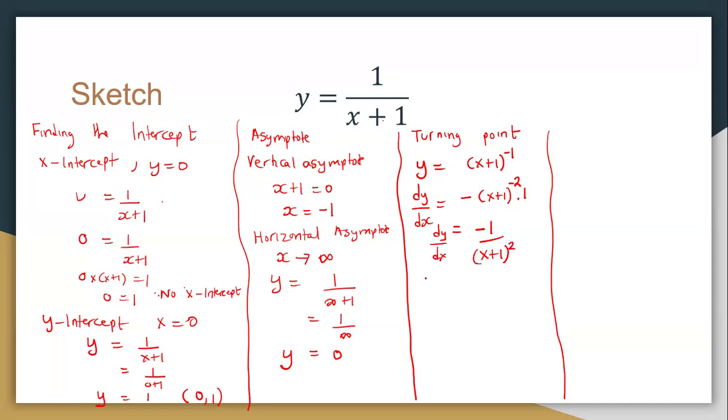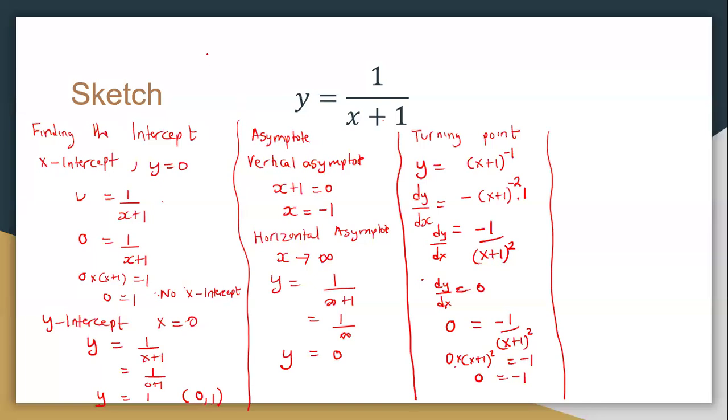And we say to get the turning points, at turning points, we know that our dy dx is equal to 0. So where we have our dy dx, we equate to 0. So 0 will equal negative 1 out of x plus 1 squared. When you cross multiply, you get 0 times x plus 1, everything squared, is equal to negative 1. 0 times this, you get 0 is equal to negative 1.